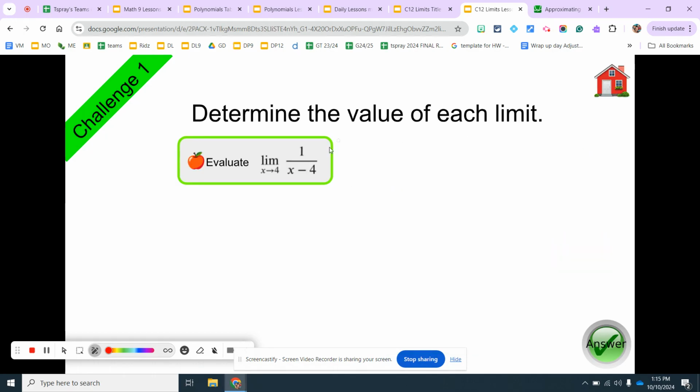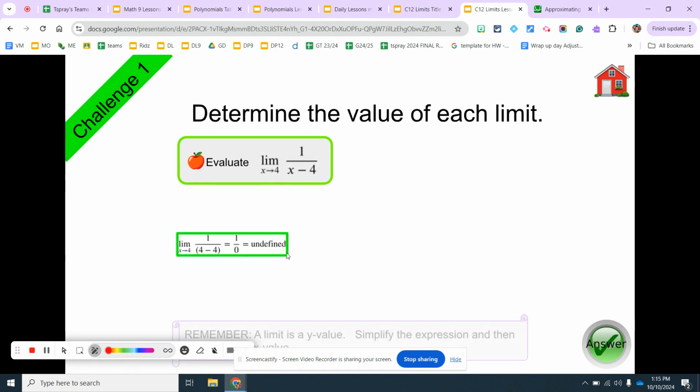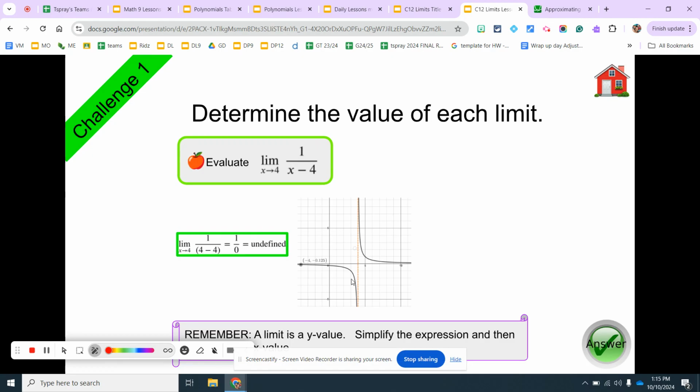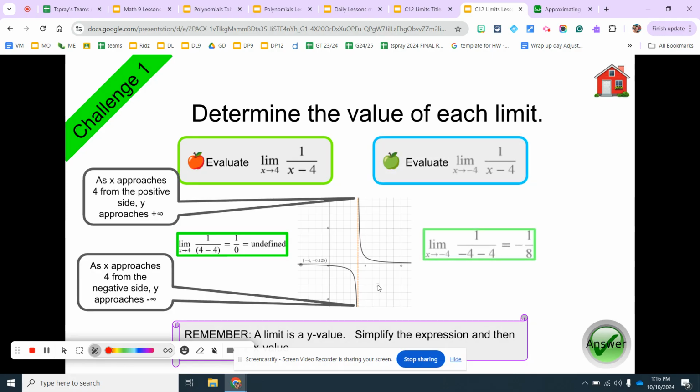In this one, there's nothing to simplify, so we put 4 in there and we'd say it's undefined, and it is. The graph of that looks something like this, and as x goes to 4, it goes like that. You're not required to know what these graphs look like, but I add that so that you can understand what we are doing, what it looks like.